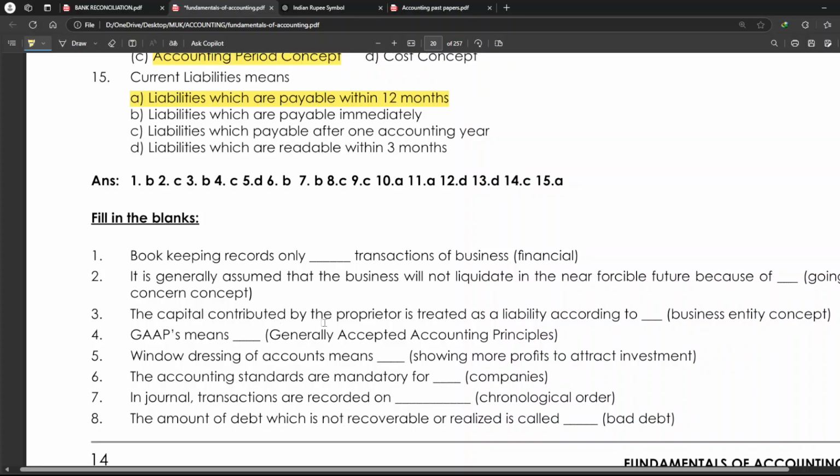GAAP means generally accepted accounting principles. Window dressing of accounting means what? We see that this means showing profits to attract investments. Before they carry out their investments, you have to do window dressing. The accounting standards are mandatory for companies. In journal, transactions are recorded in chronological order. And then lastly, amount of debt which is not recovered or realized is called a bad debt.